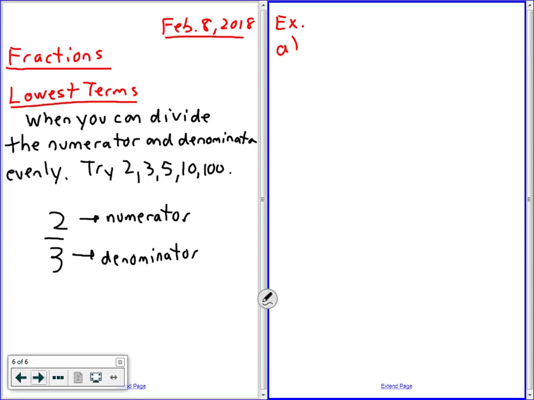So let's say I started with a question like 10 out of 20. 10 over 20. Look at that question. We want to make it smaller and easier to deal with. What can both those numbers be divided by? I don't know, 2 will work for sure. How do you know 2?